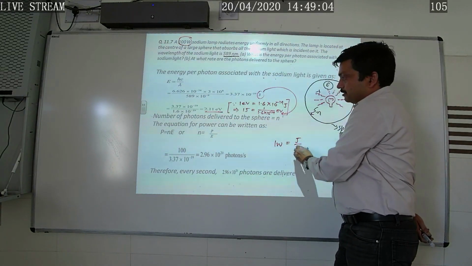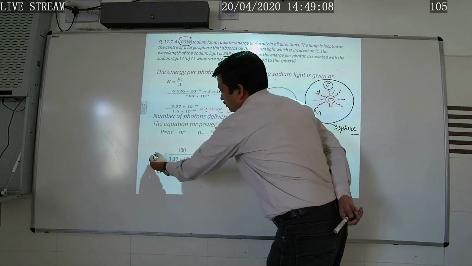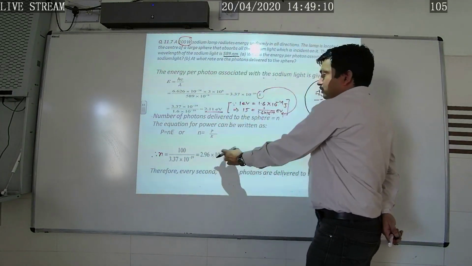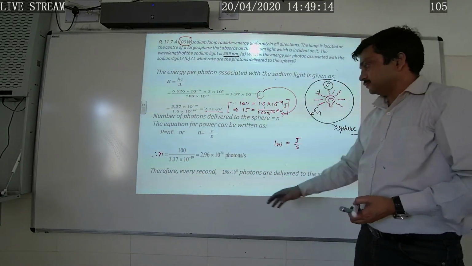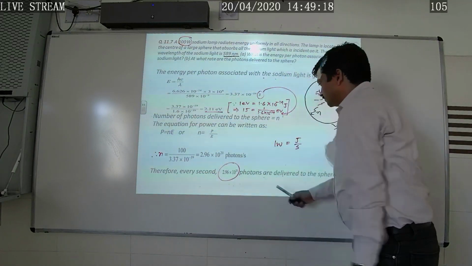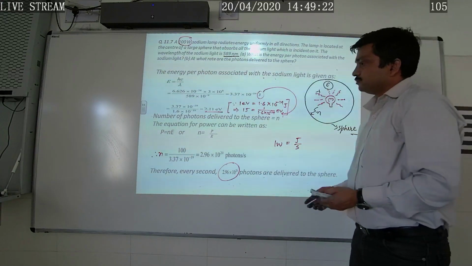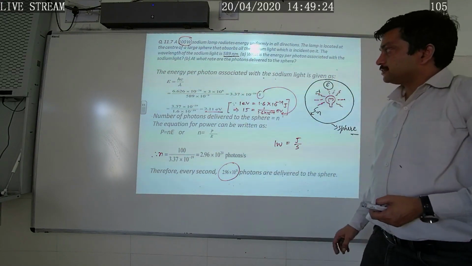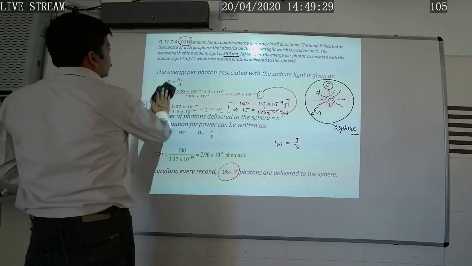So joule and joule get cancelled out, and we get the value, therefore N is equal to 2.96 into 10 to the power 20 photons per second. Therefore, every second this many photons are delivered to the sphere. So in this way, this was your 7th question in the exercise. Let's move ahead to the next question.